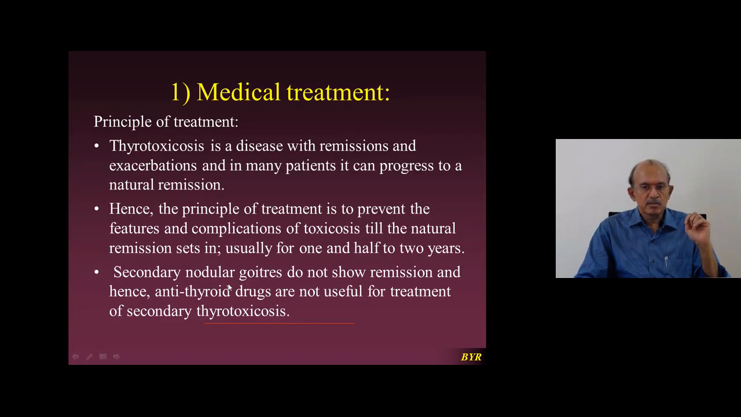Secondary goiters, that means multinodular and solitary nodule goiters, if they become thyrotoxic, are not due to the TSH-RAB. They are due to autonomy. The thyroid tissue becomes autonomous and it doesn't obey the TSH. It continues to secrete T4 and T3. So that is why you cannot expect a remission here. So these cases require some other management, not the medical management.